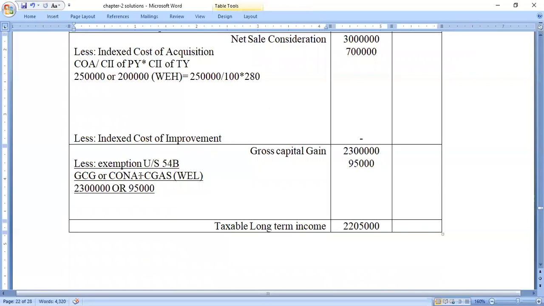The exemption amount is the gross capital gain, or the cost of the new agricultural land asset plus the amount deposited in the capital gain account scheme, whichever is less. The gross capital gain is 23 lakh, the cost of the new asset is 95,000, and no information is given about any amount deposited in the capital gain account scheme. So the lowest value, 95,000, is claimed as exemption, and the balance amount, 22 lakh 5,000, is the taxable long-term capital gain.